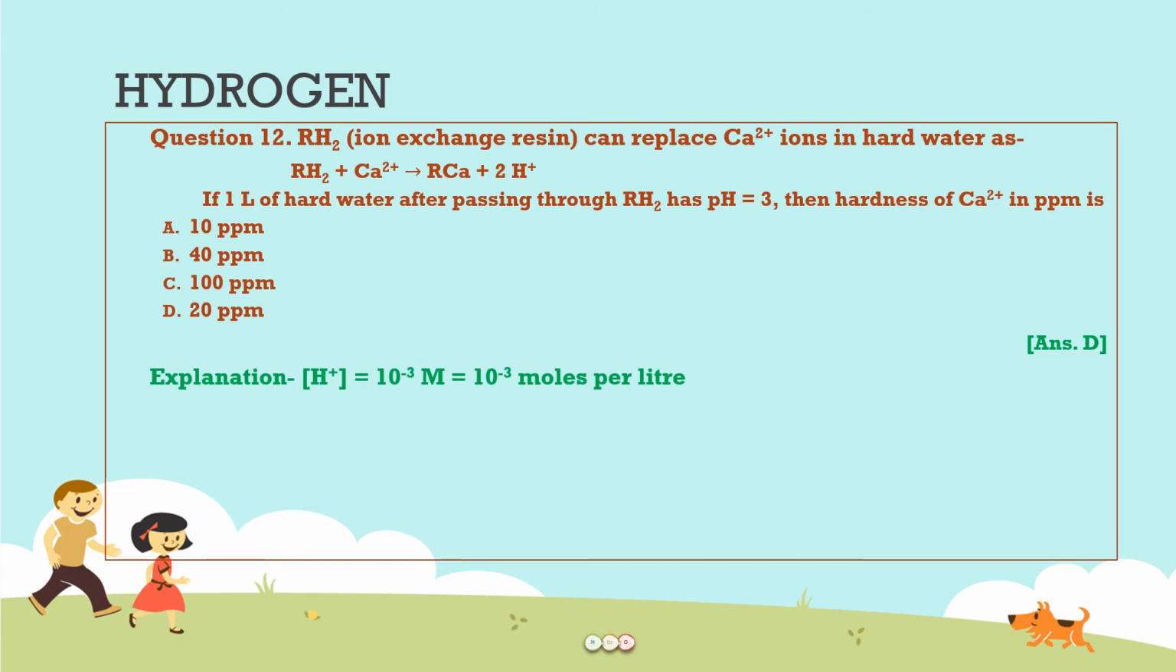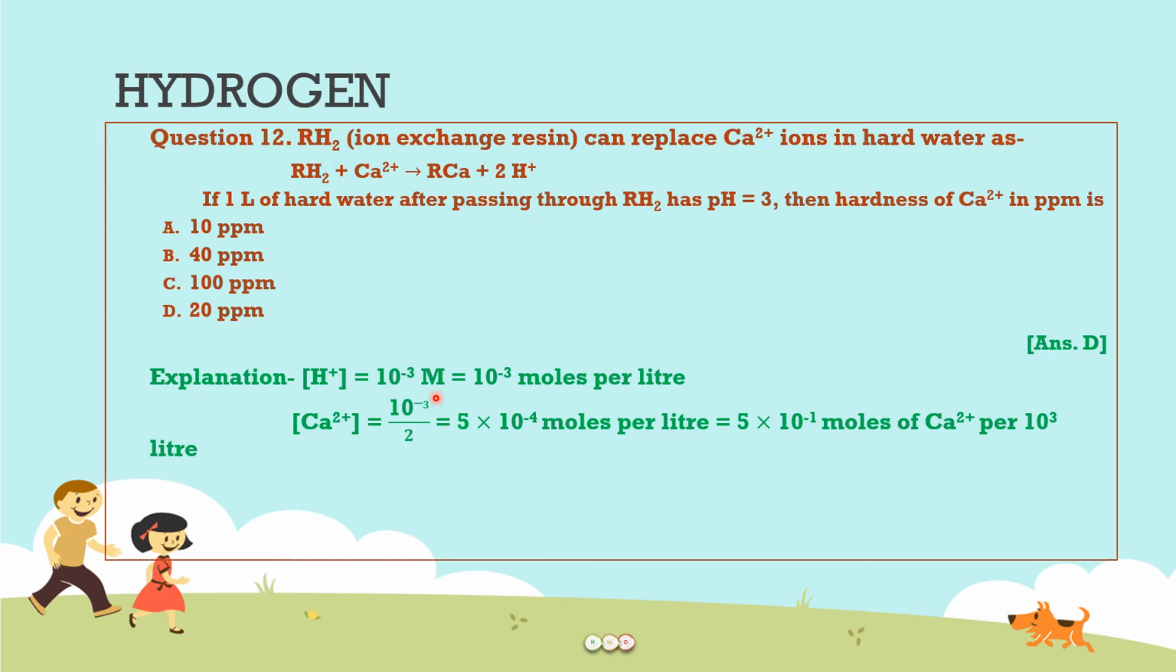First of all, what is given to us is that the pH of the H ions is 3. So this means H ion concentration is going to be 10 power minus 3 molar, or 10 power minus 3 moles per liter. Now for every 2 H ions, only 1 calcium ion is required. So the concentration of calcium ions will be 10 power minus 3 divided by 2, that will be 5 into 10 power minus 4 moles per liter, or you can write it as 5 into 10 power minus 1 moles of calcium ions per 10 power 3 liters. And if I make it ml, it is going to be 10 power 6 ml.